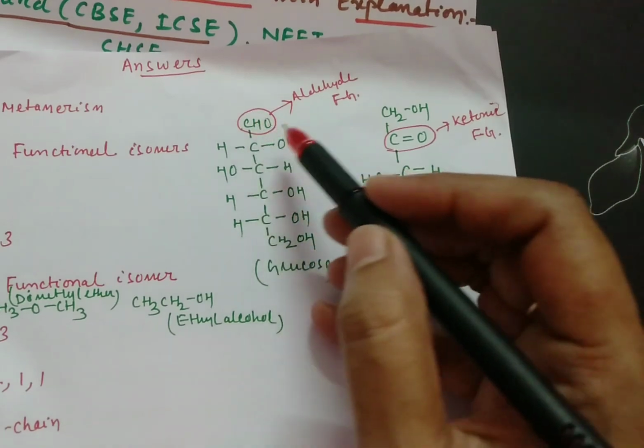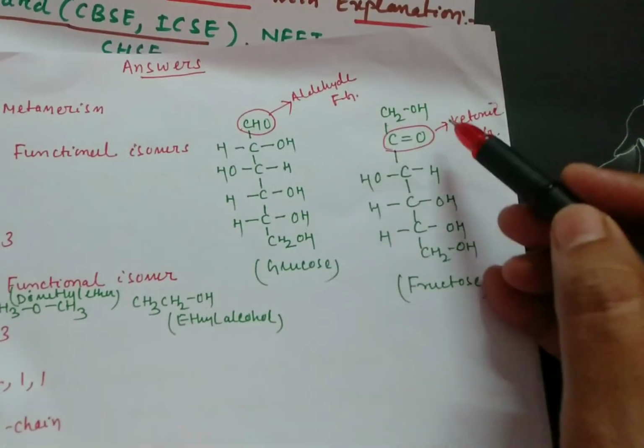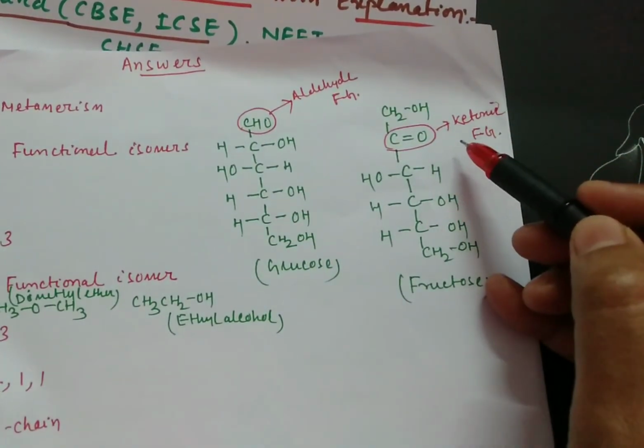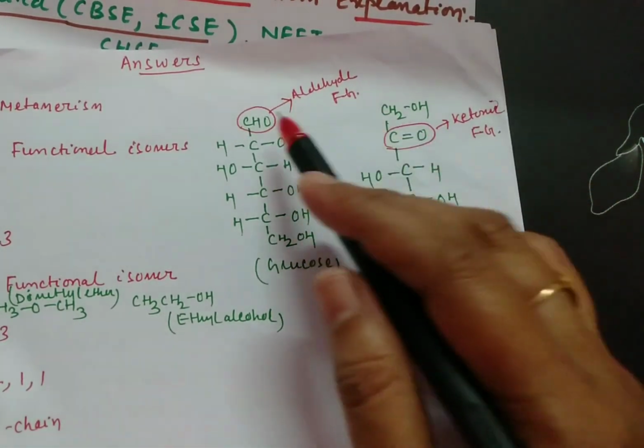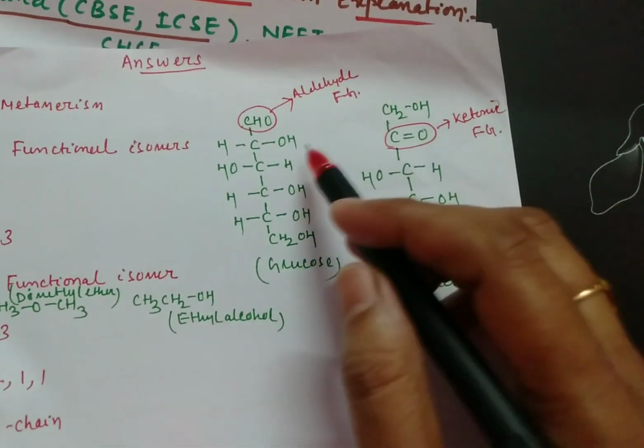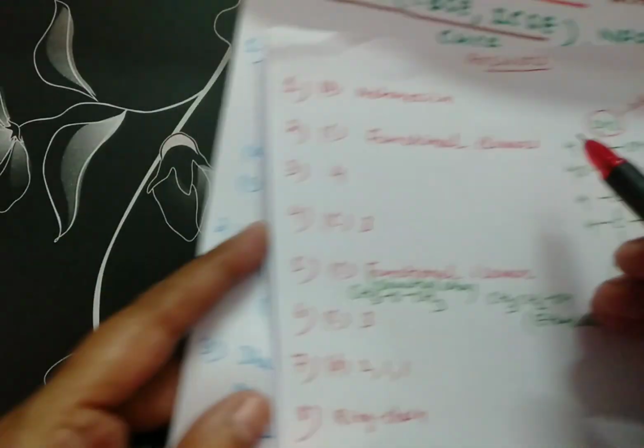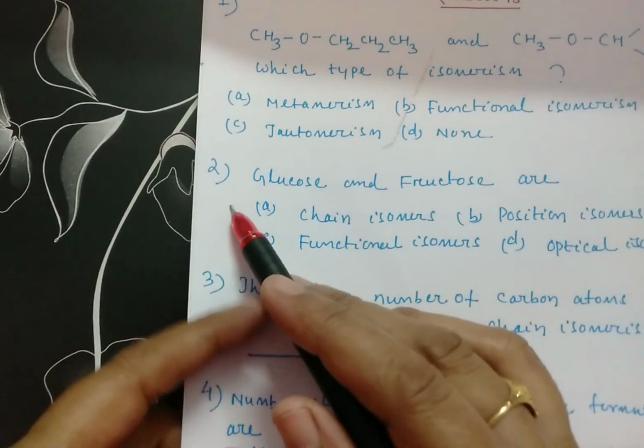Now you see here, in glucose there is an aldehyde functional group, in fructose there is a ketonic functional group. That means glucose and fructose differ by functional groups, aldehyde and ketone. So they are functional isomers to each other. Okay, so the answer of question 2 is C, that is your functional isomers.